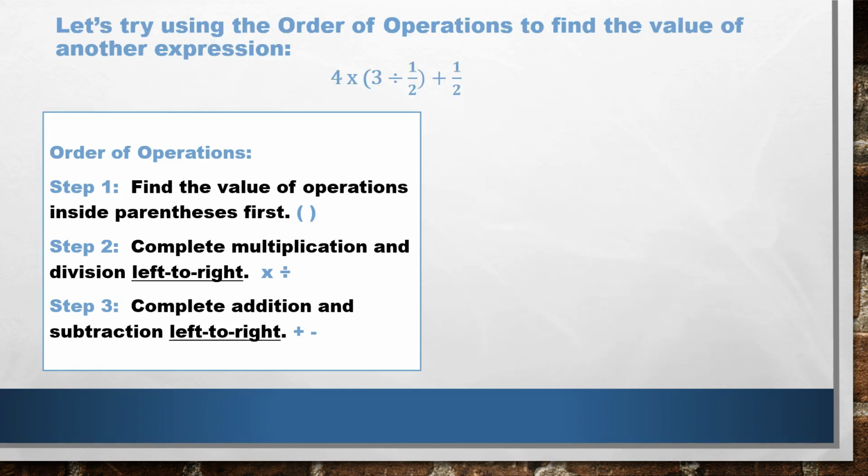Let's try using the order of operations to find the value of another expression: 4 times (3 divided by 1/2) plus 1/2. Use order of operations to try to solve this problem. Press pause to work on the problem and then push play when you're ready to continue.